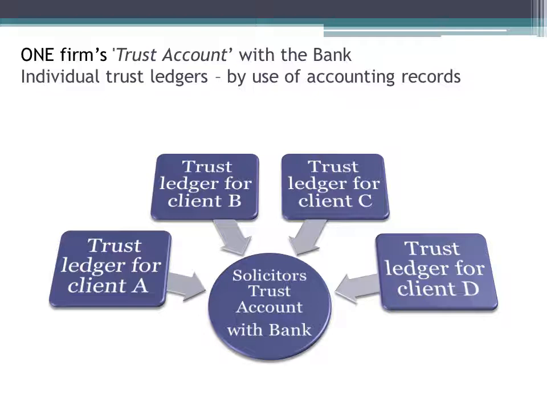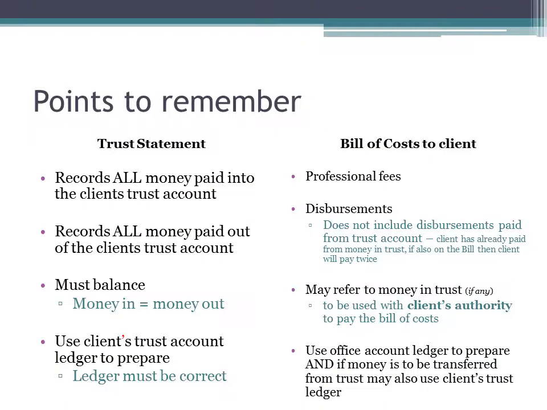Now, this slide illustrates that even though each solicitor's firm has only one trust account with the bank, there are numerous ledgers for all the clients in that firm that exist for the trust account as well as the office account. So even though there's only one account with the bank, it is the accounting records that set up the various trust ledgers for all the clients. Now, there's a couple of points to remember.